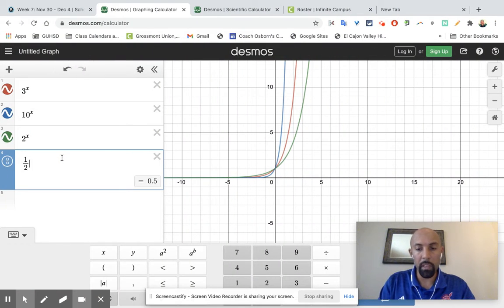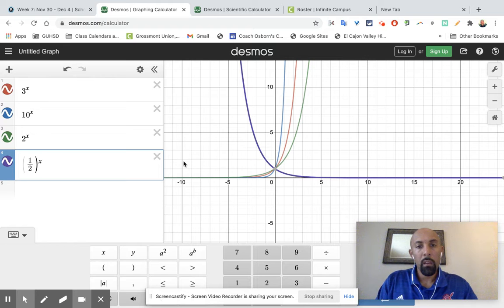1 divided by 2, and I have to put this in parentheses, and then raise that to the power of x. Now notice that it's going down instead, so it's a decrease, what we call decay. So you've got growth going up and then decay going down.